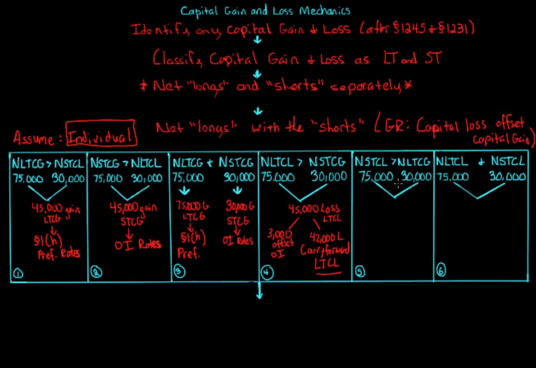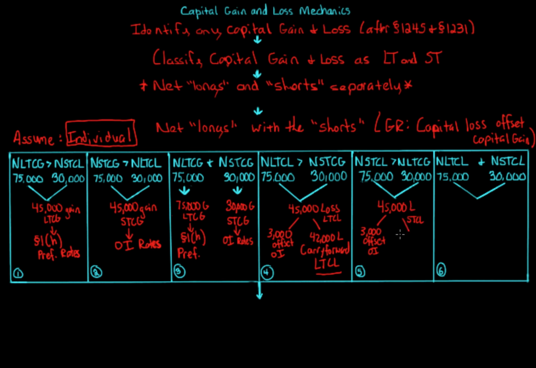Okay, the next example, what if we have a net short-term capital loss, which is greater than a net long-term capital gain? Again, we have a $45,000 loss, so I'm just going to put L for loss. Again, same thing, we have a $3,000 offset to ordinary income. We're allowed to do that, any capital losses, whether it's long-term or short-term. $45,000 loss, that is considered a short-term capital loss, right? Because it was a short-term, which is greater than the long-term capital gain, so it keeps that character.